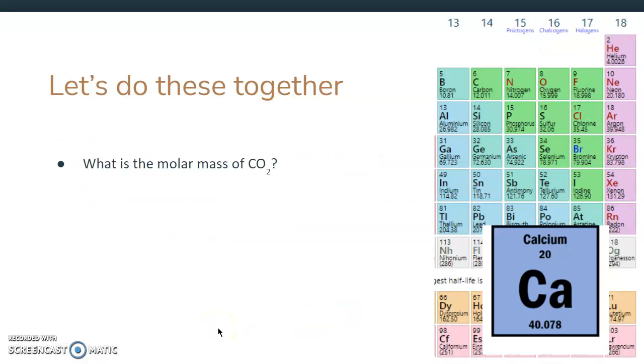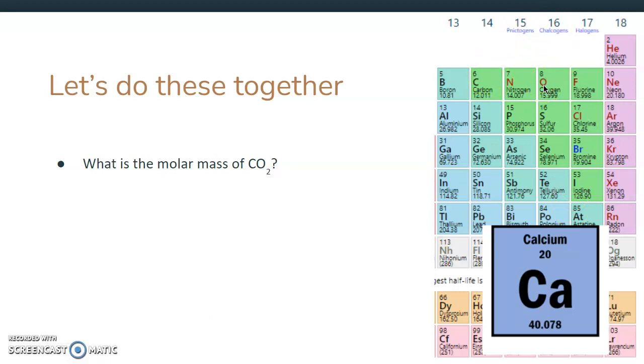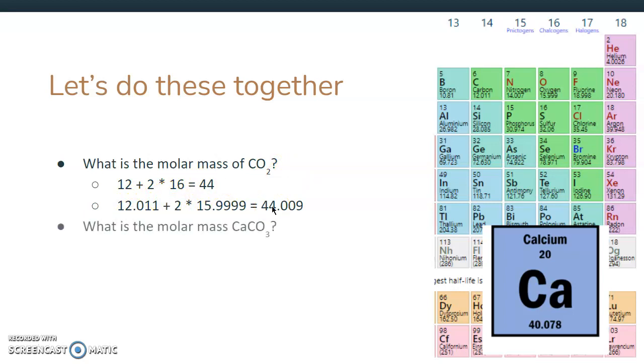Alright, let's do some more, let's do some together. What about CO2? We have carbon and we have oxygen. So our carbon is going to be 12. We can round this to 12, and then we need 2 oxygen. So 12 plus 2 times 16. 12 plus 2 times 16 is 44. So our molar mass is 44 grams per mole. If we wanted to use all of the numbers, it would look like this.